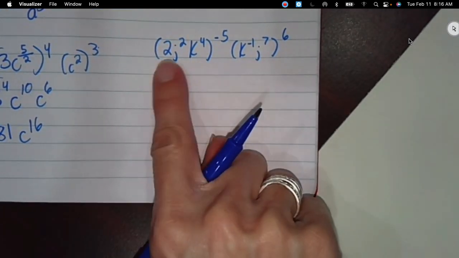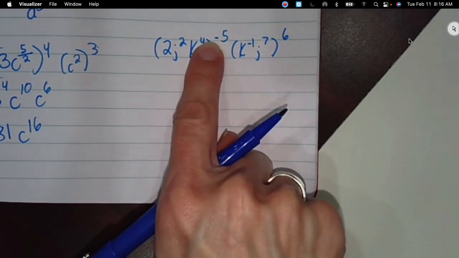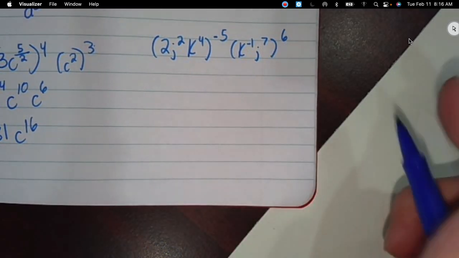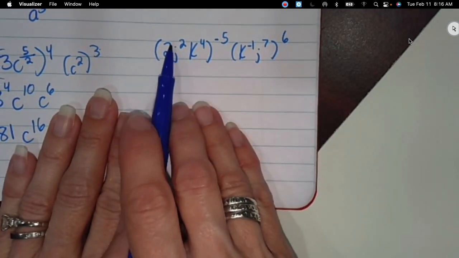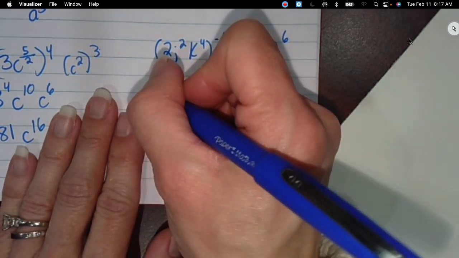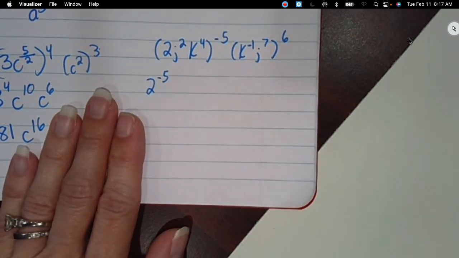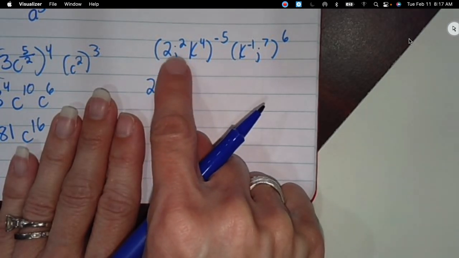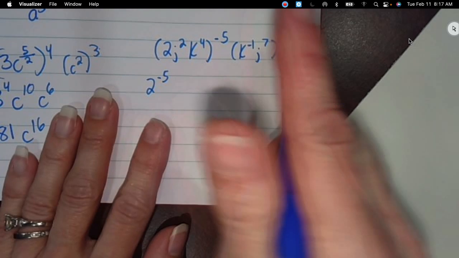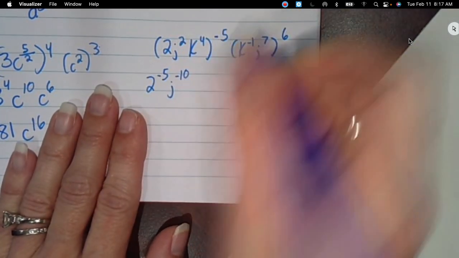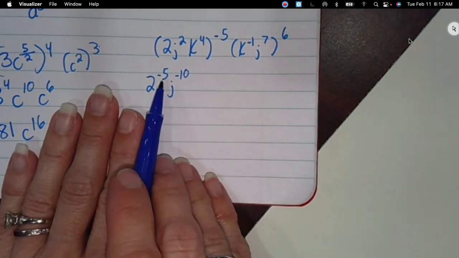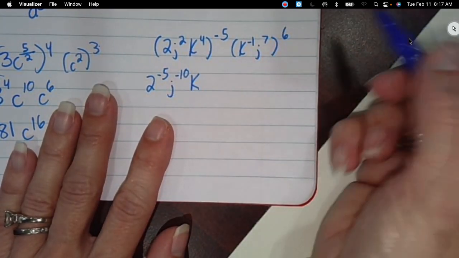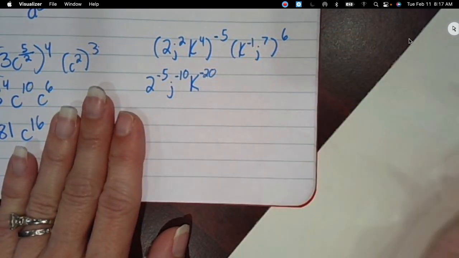This one, all of this is raised to what power? The -5. All of this is raised to what power? 6. So I'll just write 2, it doesn't have an exponent, 2 to the -5. Okay, everybody good with where I got that? What about the j? What is it going to be to? -10. Does anybody not understand where she got -10? 2 times -5. What about k? What's it going to be raised to? -20. Okay, we're done with that one.